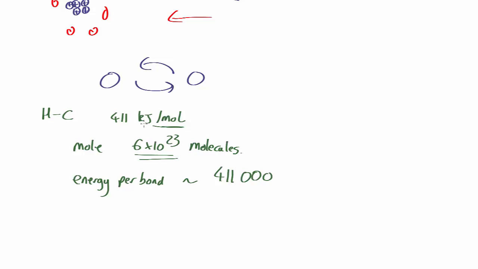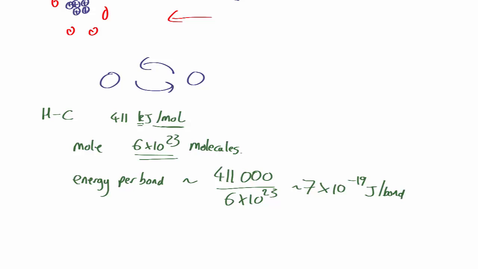411,000 joules there, divided by 6 by 10 to the 23, roughly speaking. We've glossed over the fact of whether it's a mole of carbon or hydrogen and exactly how many bonds are involved, but that's only factors of 2 and things don't matter so much. And that comes out as about 7 by 10 to the minus 19 joules per bond.